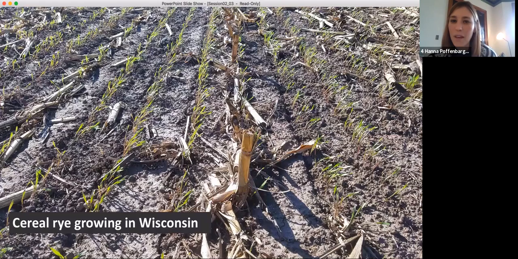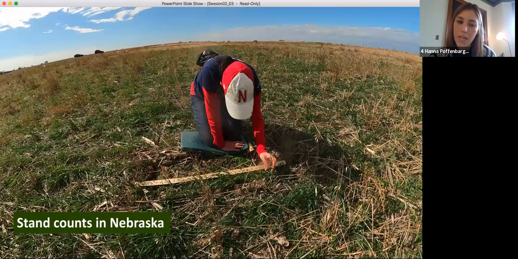This is some of the cereal rye growing in Wisconsin plots. And we've also taken stand counts shortly after emergence. So this is Andrea, I think, in Nebraska, taking stand counts of the cereal rye. It looks like in addition to the stand counts, we took biomass at the time of the first hard frost or early December, whichever happened first.